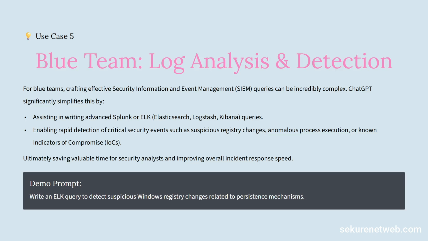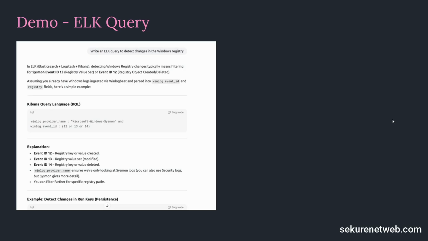So it can assist us in writing advanced Splunk or ELK queries, enabling rapid detection of critical security events such as suspicious registry changes, anomalous process execution, or known indicators of compromise. One of the demo prompts could be: write an ELK query to detect suspicious Windows registry changes related to persistence mechanisms. And here I tried that query, and it gave the output which can be used immediately.